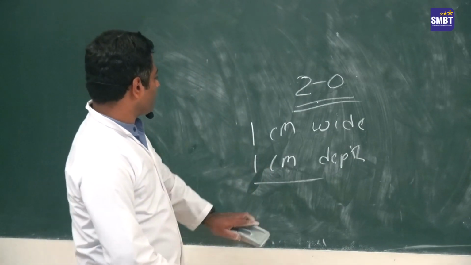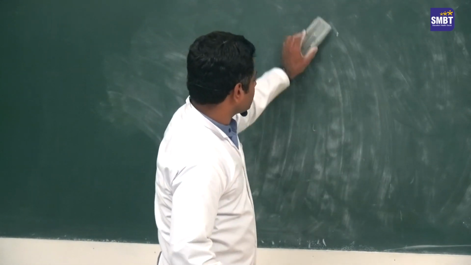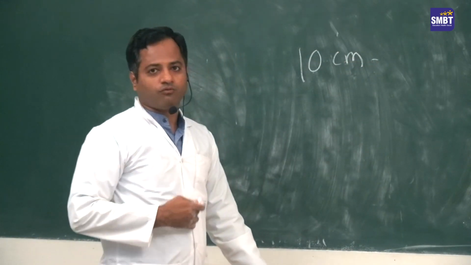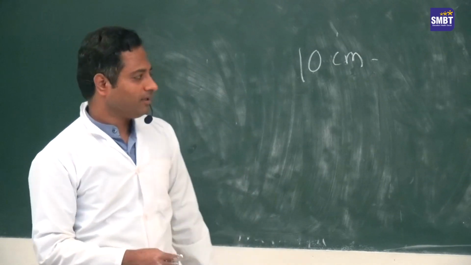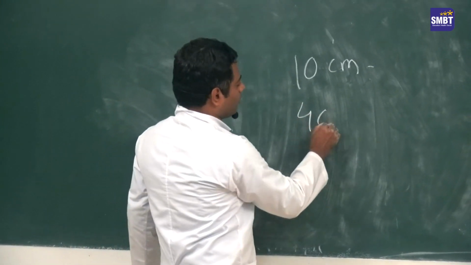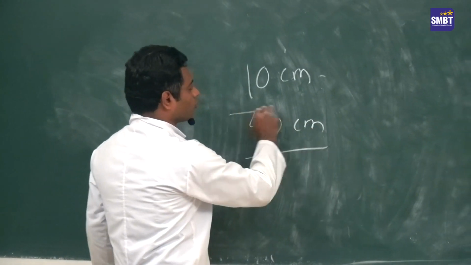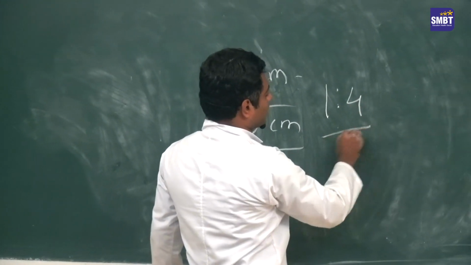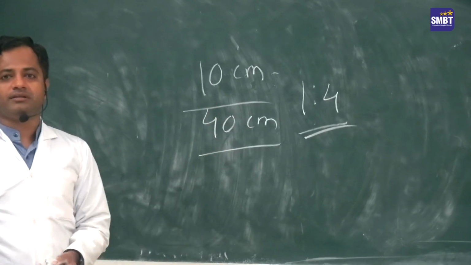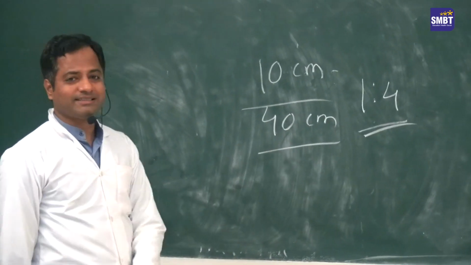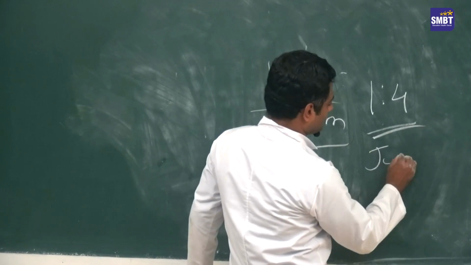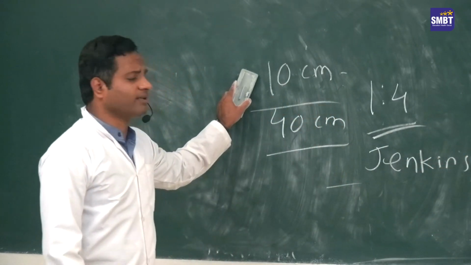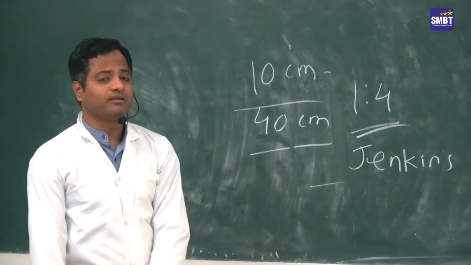There is one formula. Suppose there is a 10 centimeter incision and you want to close it, then ideally you should use a 40 centimeter suture. So there is a 1:4 ratio of the length of the incision to the suture. That is called the Jenkins rule. So 10 centimeter incision, 40 centimeter suture line.